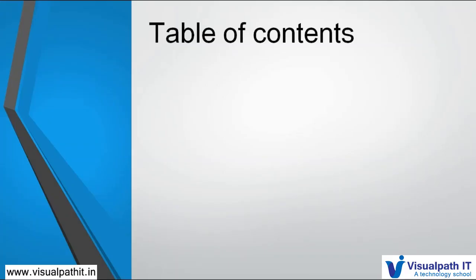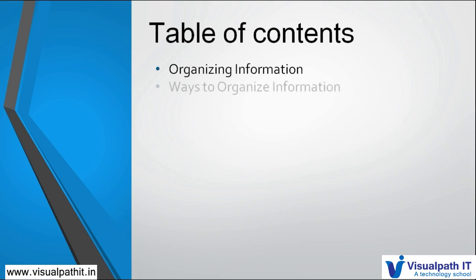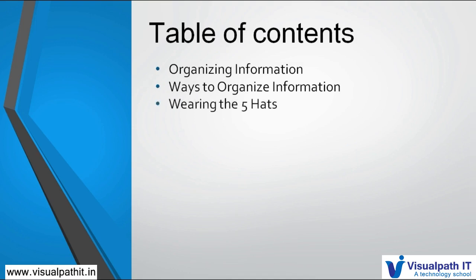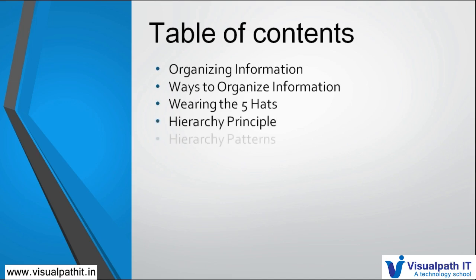Let's have a look at what we are going to cover in this lesson. First, organizing information, what it is. We'll cover all the things over here. Next, we'll see what the ways to organize information are. Then we'll see the wearing the five helmets example. Then hierarchy principle and hierarchy patterns. Then we'll conclude on the topic. Let's go one by one. What do they all mean?